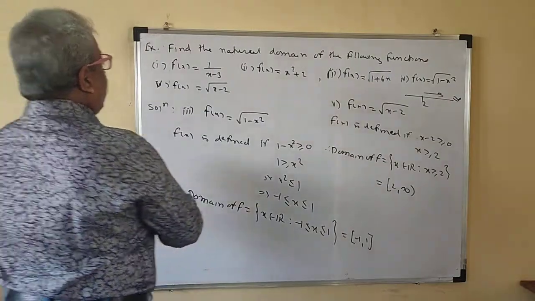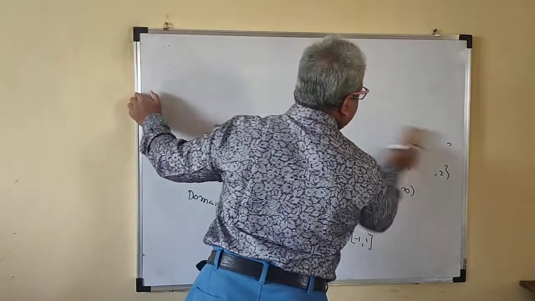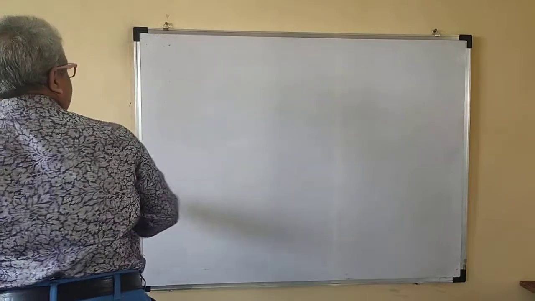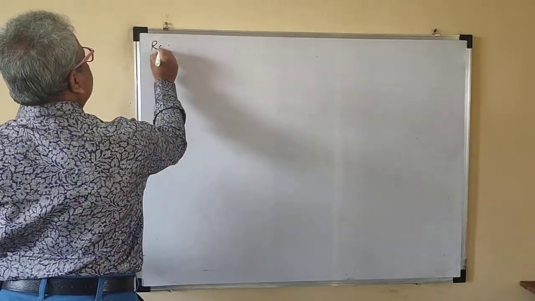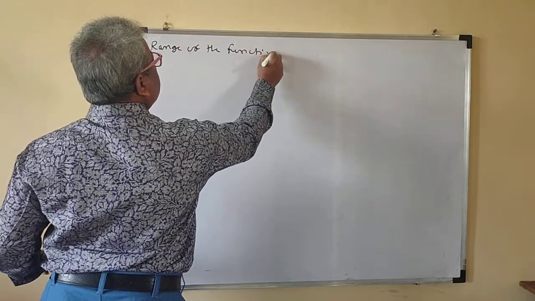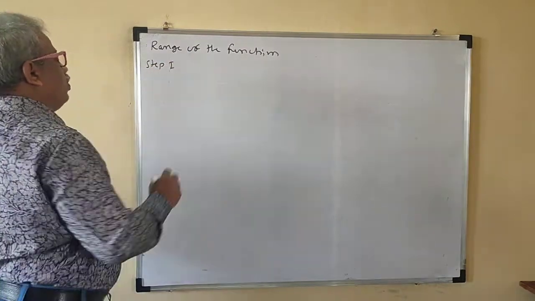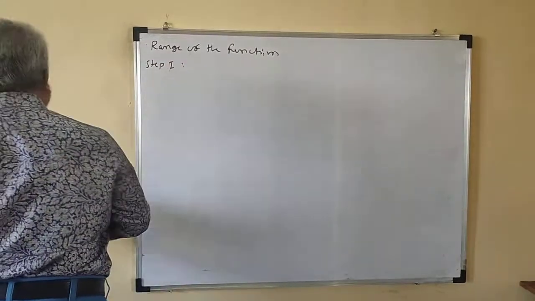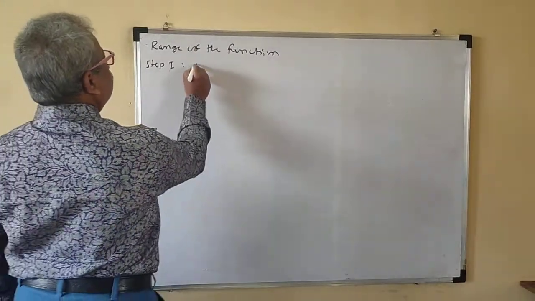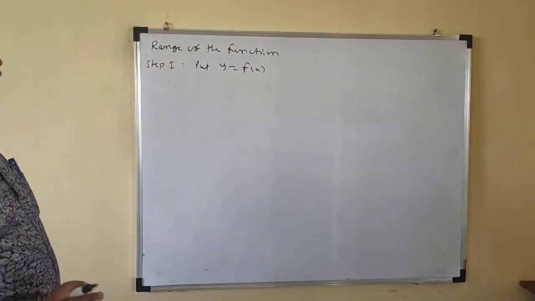Now we'll see how to find the range of the function. Step 1: how to find the range of the function? We'll write the steps for this one. Put y is equal to f of x. Whatever is given, put y is equal to f of x.